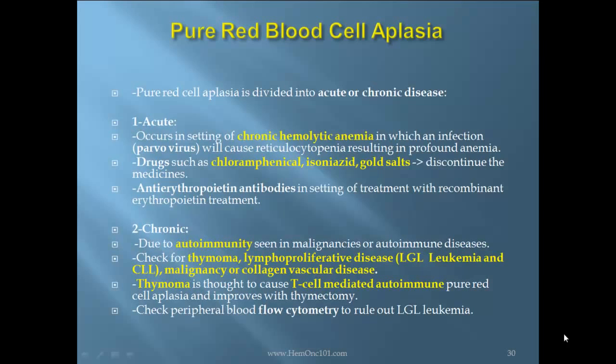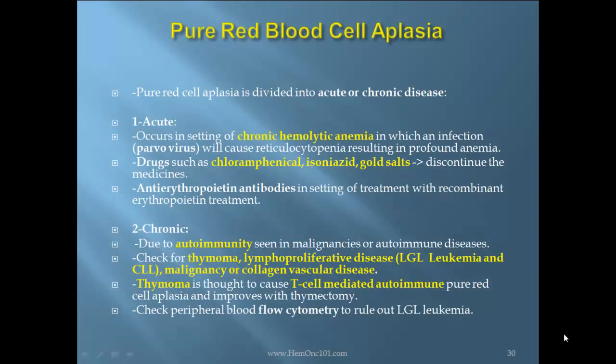Drugs such as chloramphenicol, isoniazid, or gold salt, so discontinue the medicines, or anti-erythropoietin antibodies in the setting of treatment with recombinant erythropoietin. 2. Chronic disease. Could be due to autoimmunity, seen in malignancies or autoimmune diseases, so check for thymoma, rule out lymphoproliferative diseases such as LGL leukemia and CLL, malignancies, or collagen vascular disease.